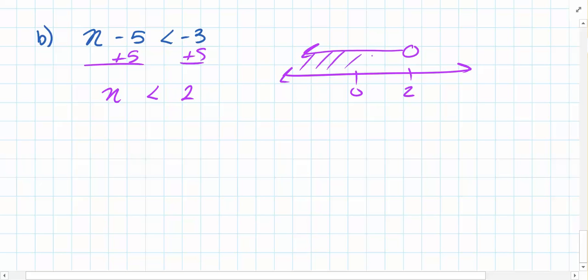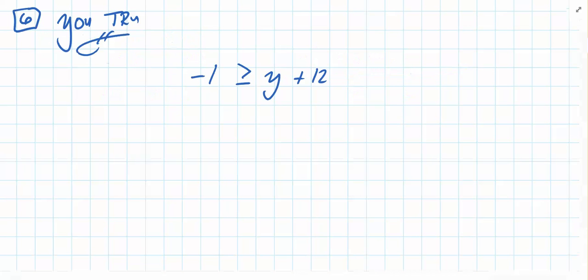Okay, you guys try this one in your groups right now. Negative 1 is greater than or equal to y plus 12. Please make sure you solve it and graph it on the number line. Okay, some people were challenged by this one, so let's walk ourselves through it, all right? So the first thing I'm going to do is subtract 12 from both sides. Did you guys do the same thing? So I have negative 13 is greater than or equal to y, right?